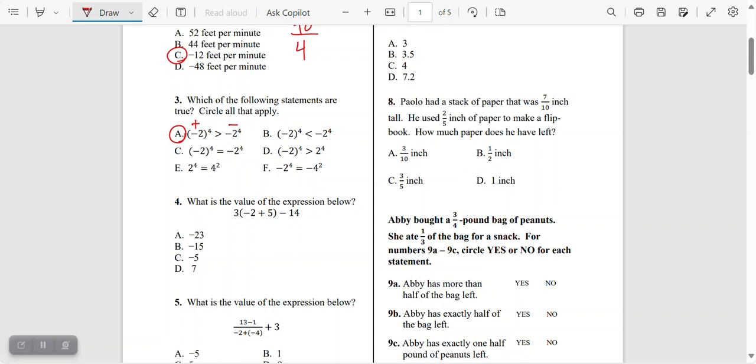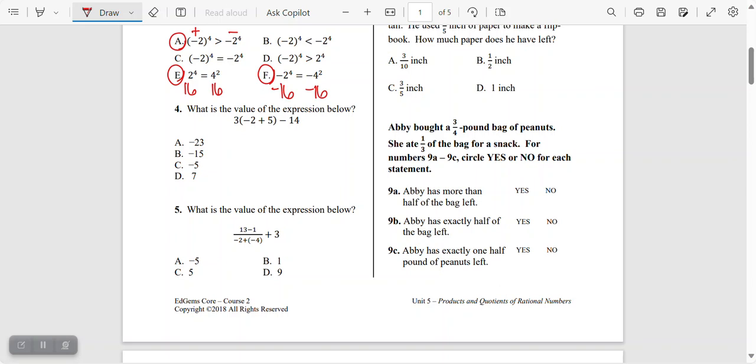Letter E, you have to be careful here. 2 to the 4th power, again, we just said was 16, and 4 squared is also 16, so those two things are equal. Similarly, in letter F, if we have the opposite of 2 to the 4th, that's going to be negative 16, and the opposite of 4 squared is also negative 16, so those two are equal. So the options they should have circled are A, E, and F.